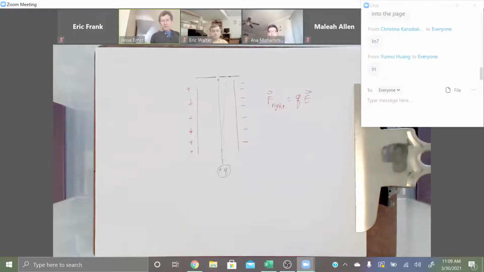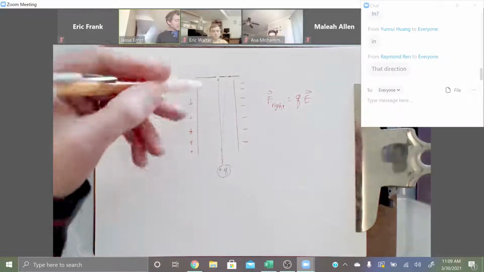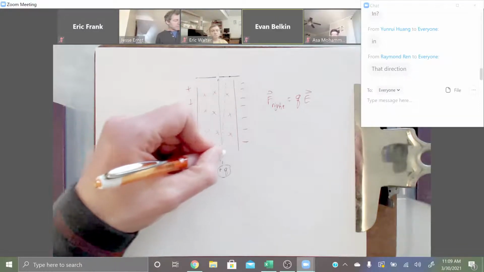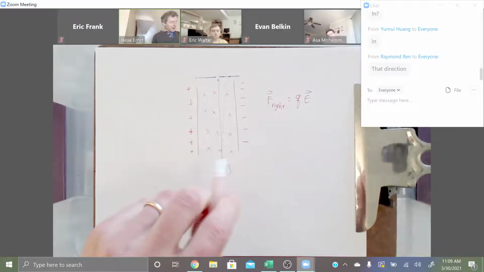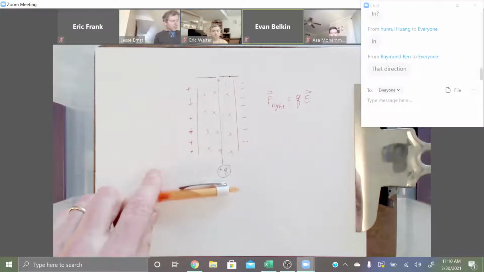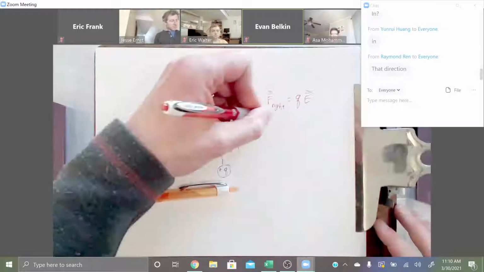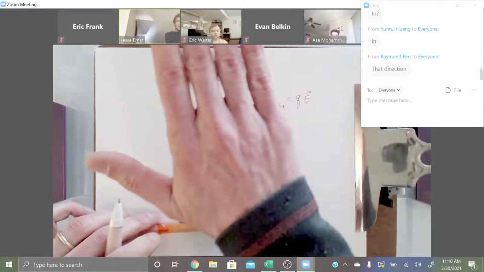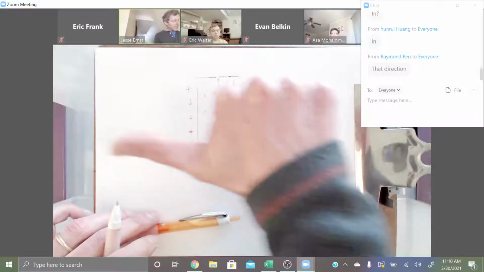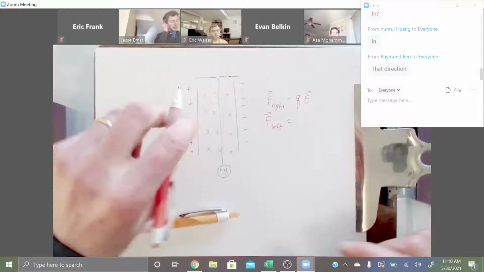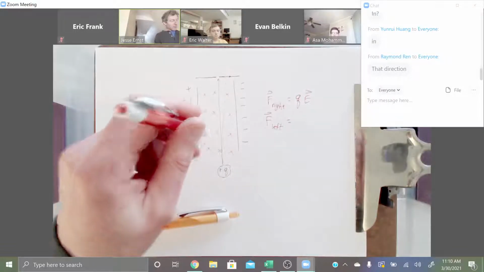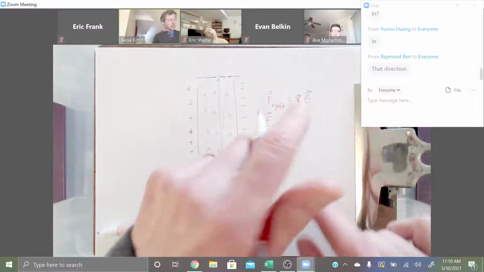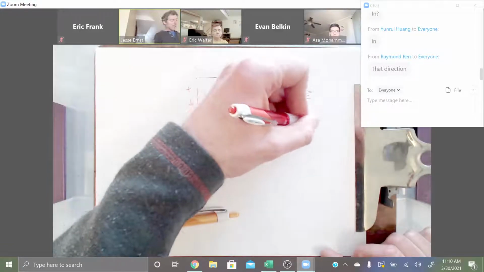Yep, good. If I put a B field that is into the page, then the force is to the left, right? Because if the B field's into the page and this is a positive charge particle, V cross B is left. So force left, and V and B are perpendicular to each other. And so the force to the left will just be Q times V times B times sine of pi over 2. So that'll be Q times V times B.